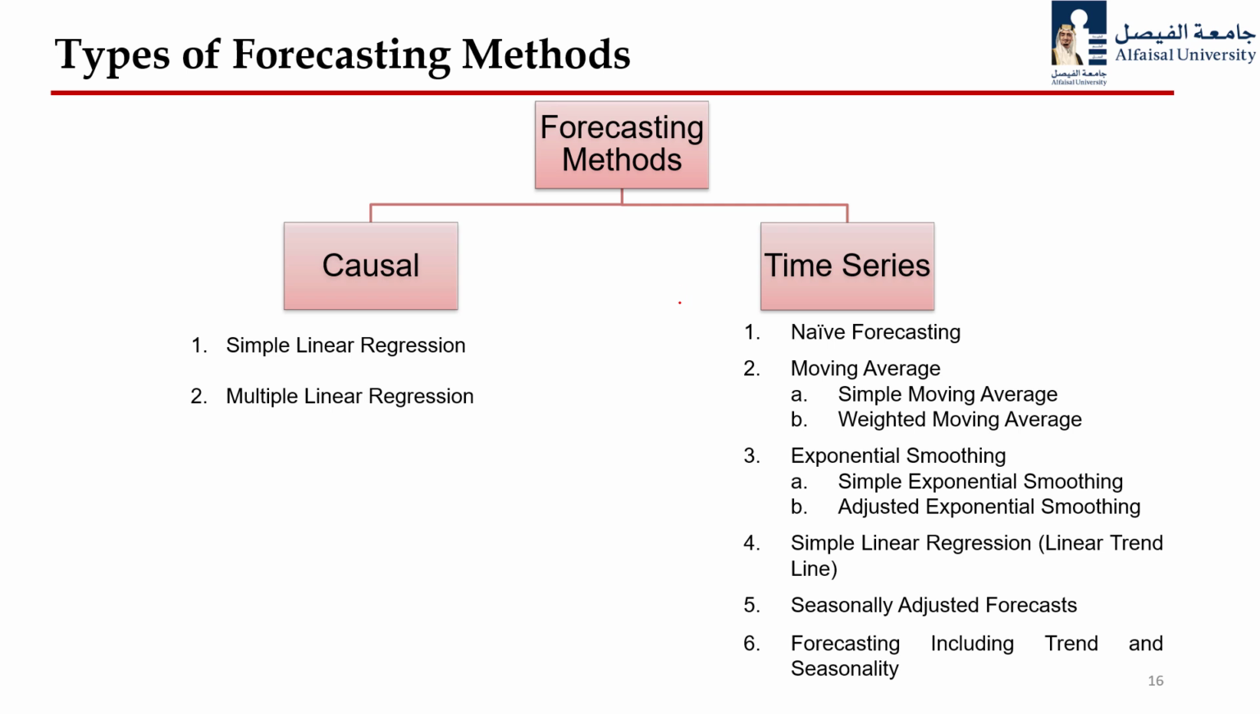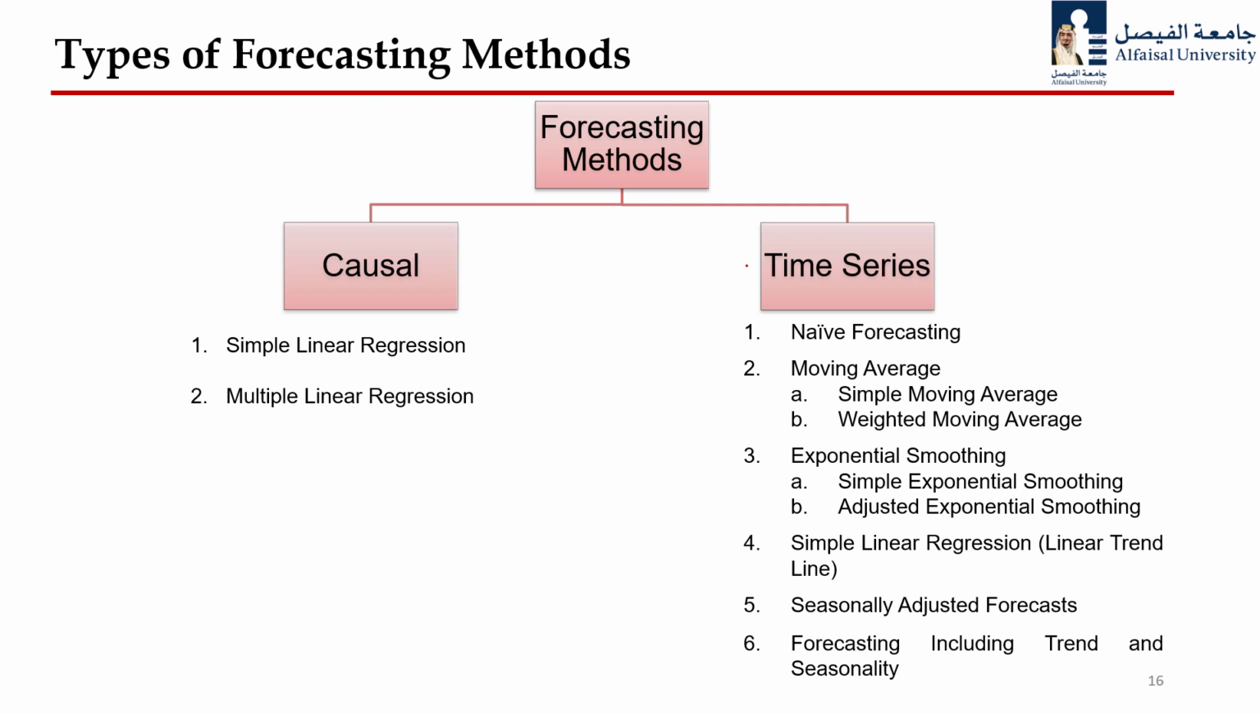Welcome to module 2, that is forecasting part 3. So in part 2 we discussed different measures of forecasting accuracy, such as mean absolute error or mean absolute deviation, mean square error, root mean square error, as well as mean absolute percentage error.